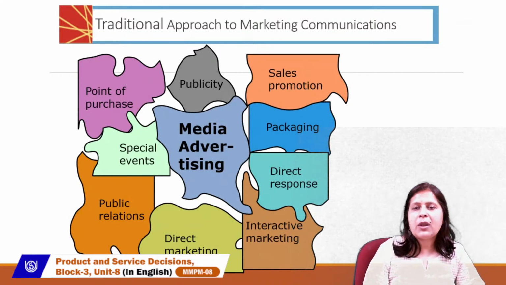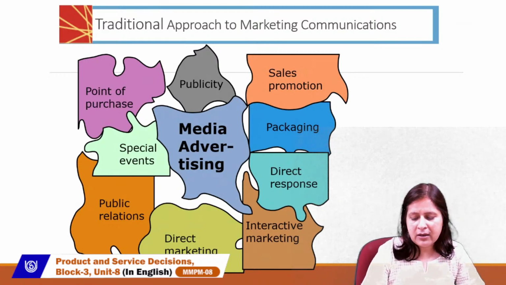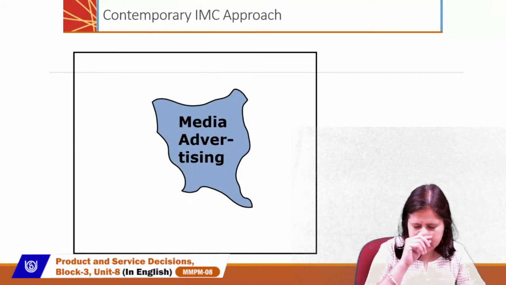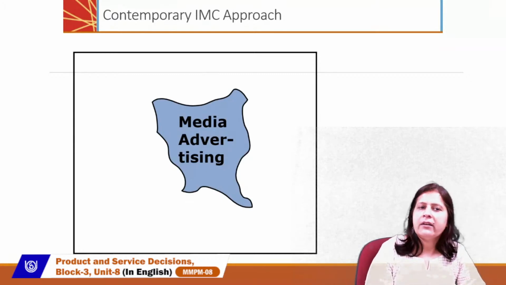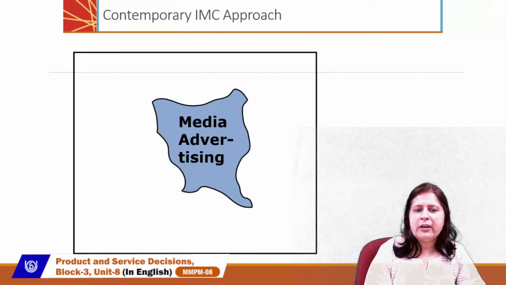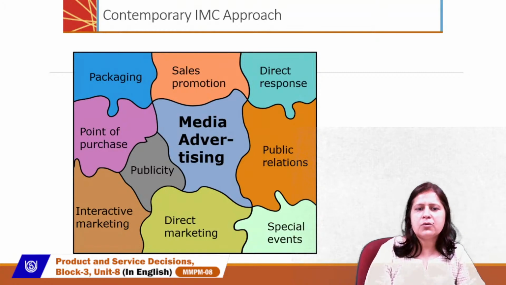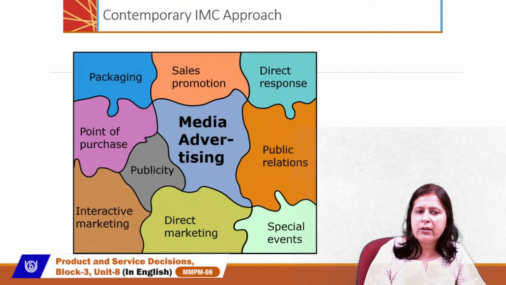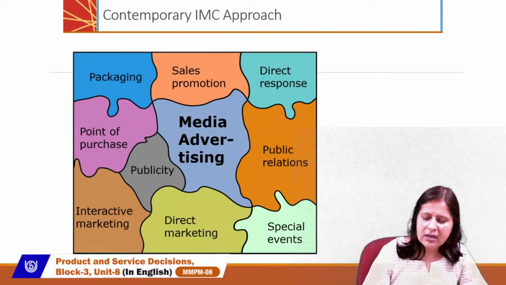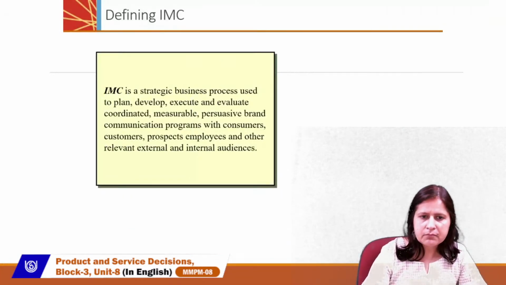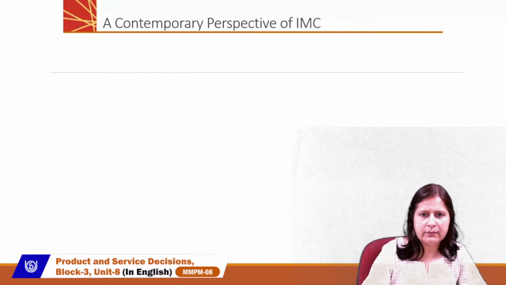Because they think if something happens, if some complaint arises, they can come to that person, and at that point of purchase they will rectify their complaints, right? In the contemporary integrated IMC approach, media advertising plays an important role, no doubt. Then public relations, special events, direct marketing, interactive marketing, point of purchase, publicity, packaging, all this again plays a very important role, right?